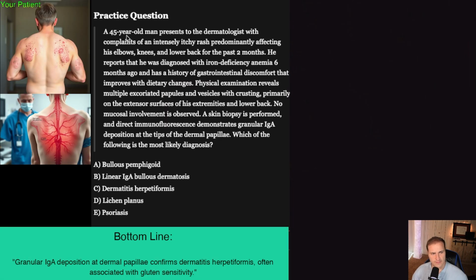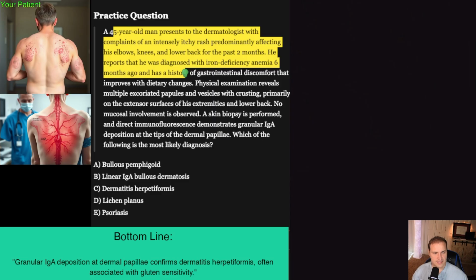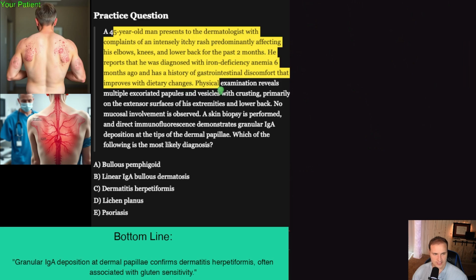All right, so here we have a 45-year-old man who goes to the dermatologist with complaints about an intensely itchy rash, predominantly affecting his elbows, knees, and lower back for the past 2 months. He reports he was diagnosed with iron deficiency anemia 6 months ago, and he has a history of gastrointestinal discomfort that improves with dietary changes.